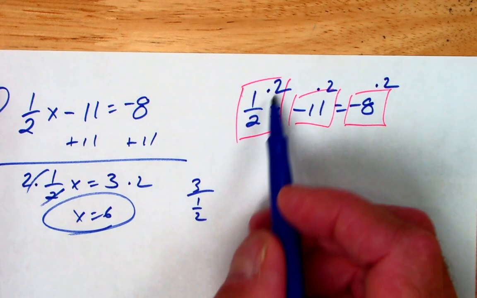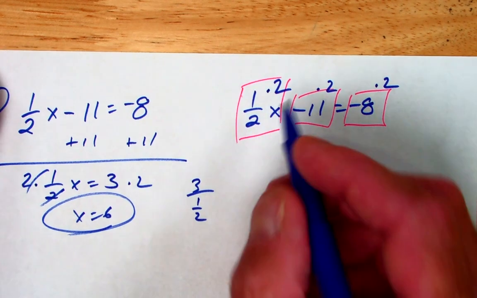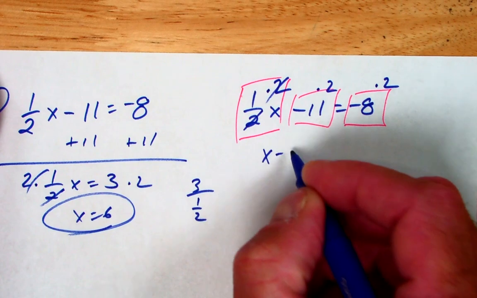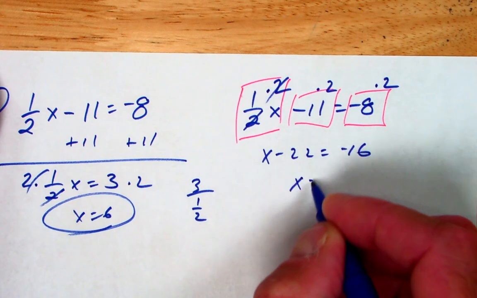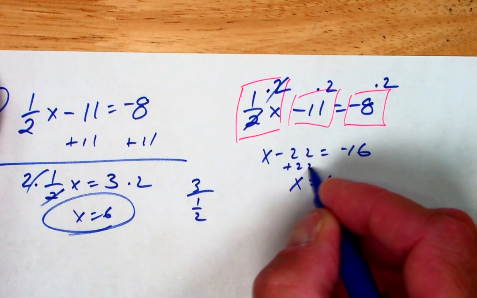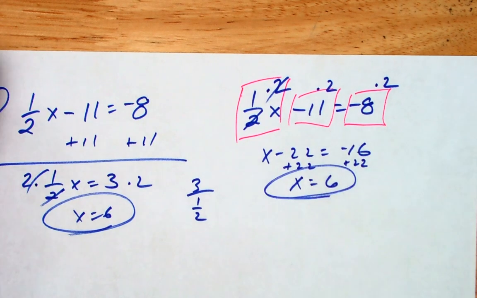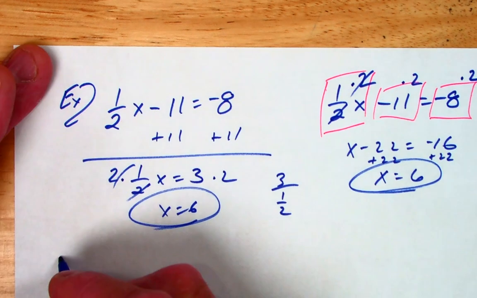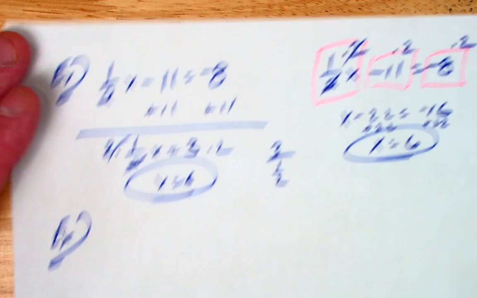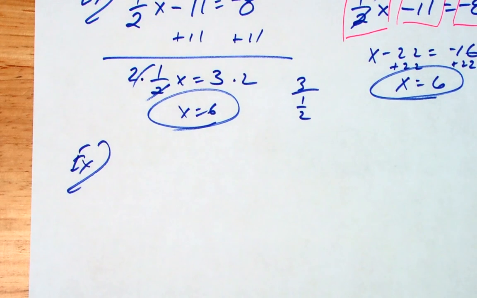So then what's going to happen to my 2's? They're going to cancel out. And look what I have left. X minus 22 is equal to negative 16. X equals 6 because I added 22 to both sides. So we're going to practice just fraction killing. Okay? Eliminating fractions if you don't like that word, but it's part of everything. So let's try this.